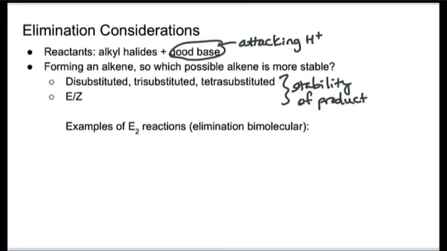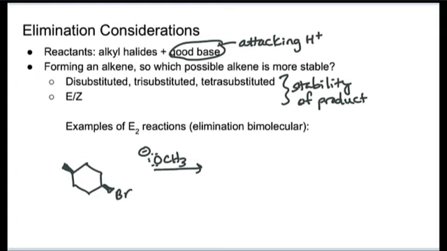And so let's take a look at just a simple E2 elimination, bimolecular reaction. One of our reactants is very likely going to be an alkyl halide. So maybe we have this, and we're reacting with not a nucleophile now, but something that would rather attack a proton. So like methoxide is a good example.